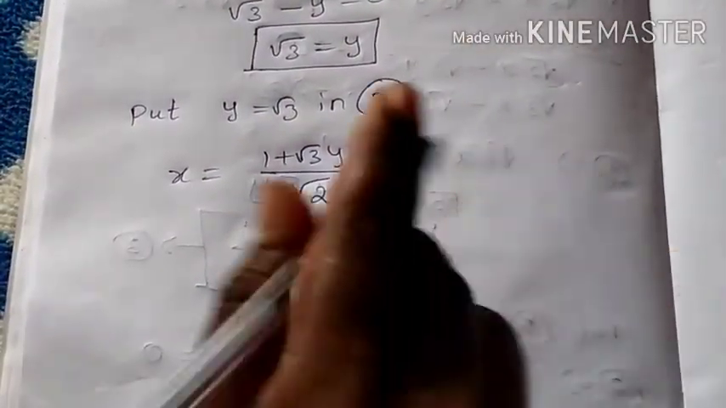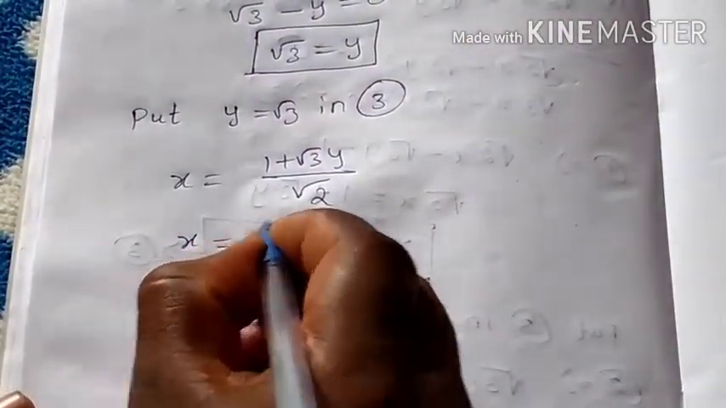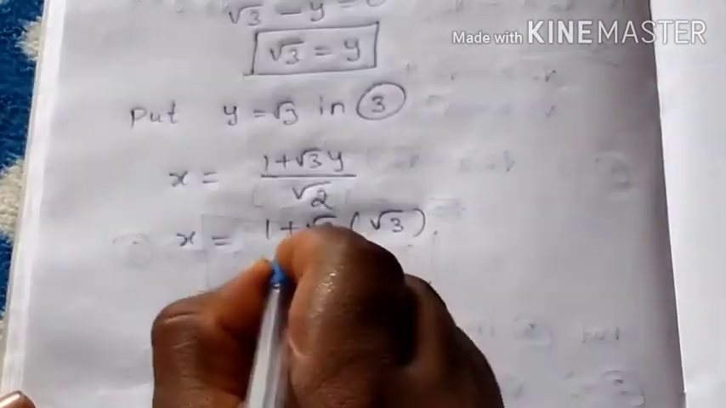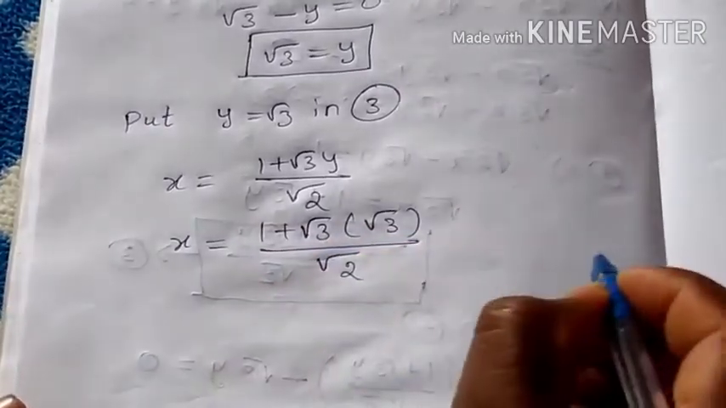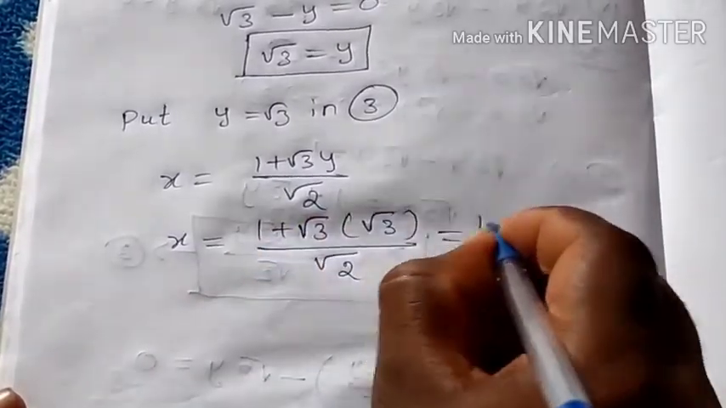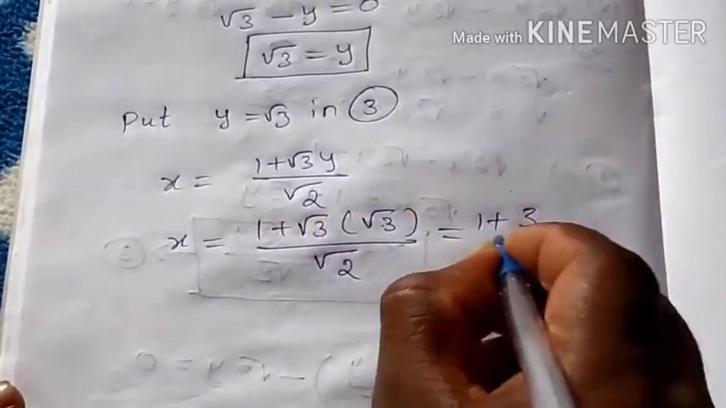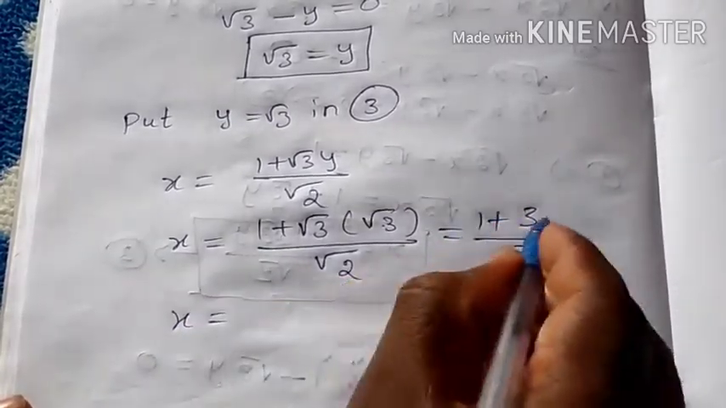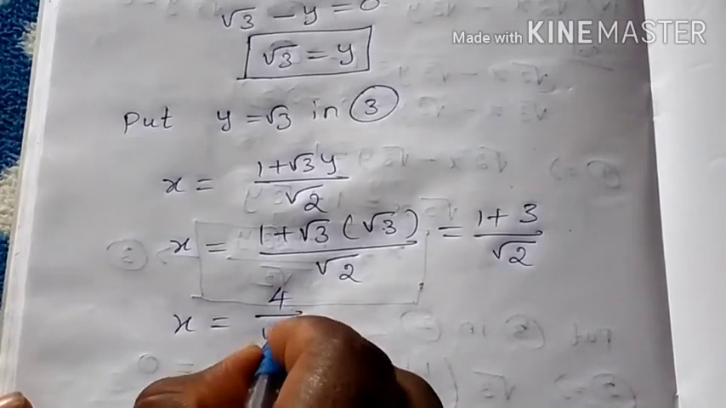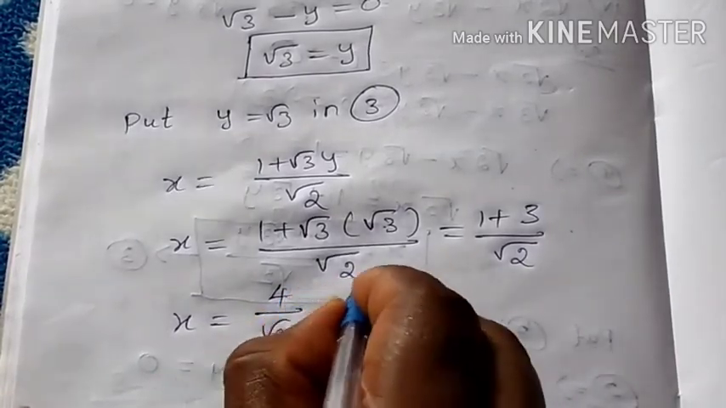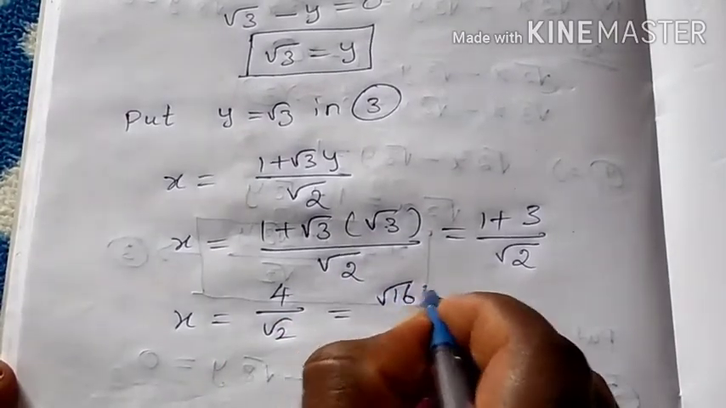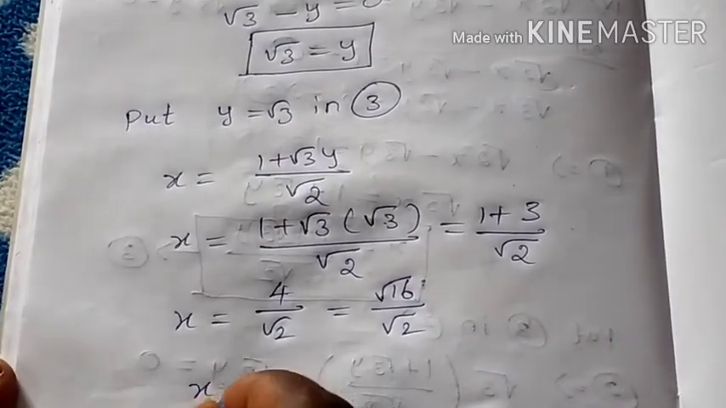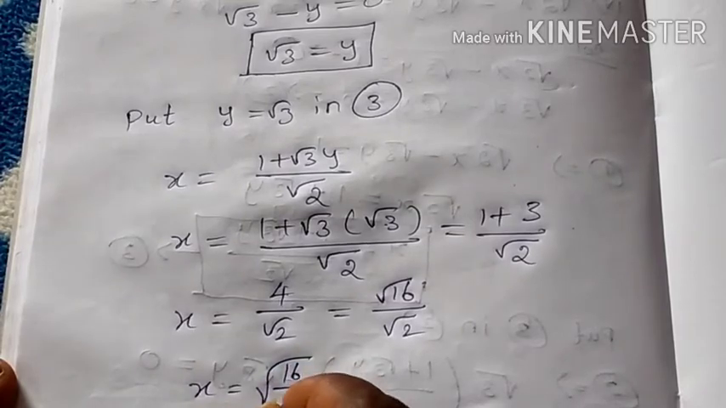This is your third equation. So find the value of y. x is equal to 1 plus root 3 into y value, which is root 3 divided by root 2. Which is equal to 1 plus root 3 into root 3 divided by root 2. Therefore x is equal to 1 plus 3, which is 4, divided by root 2. The 4 can be written as root of 16 divided by root 2. Therefore x is equal to root of 16 divided by 2.